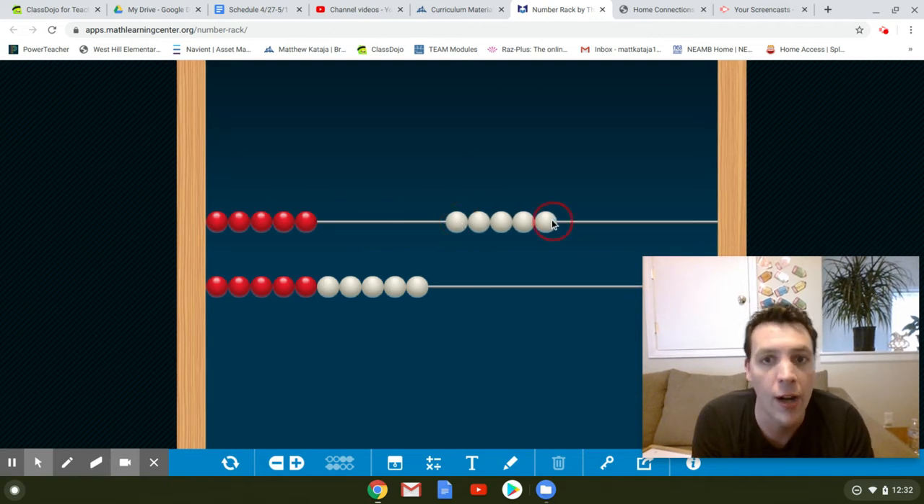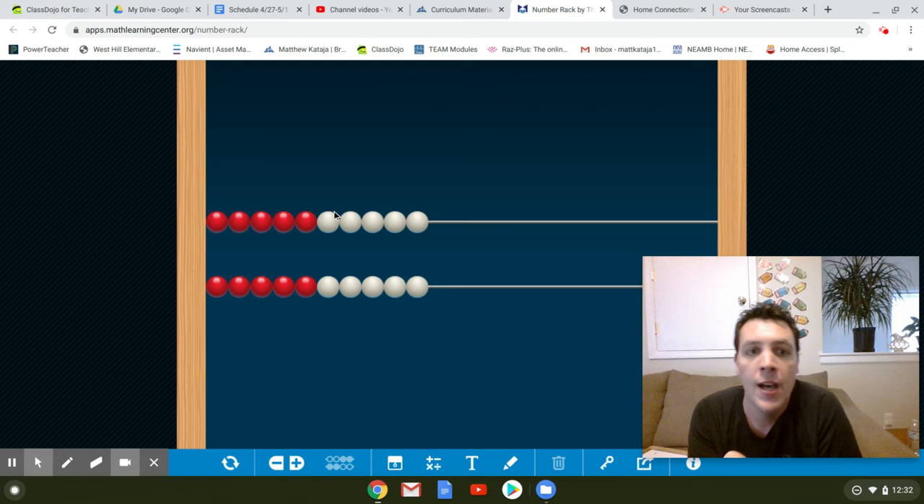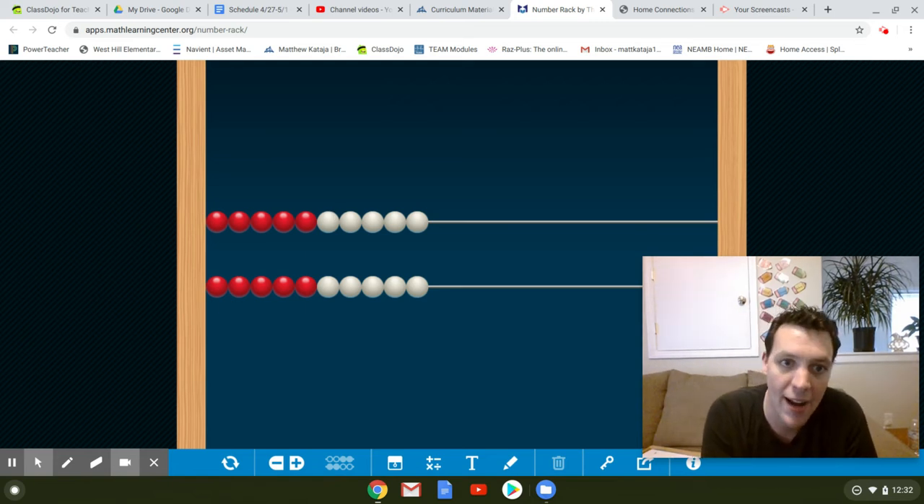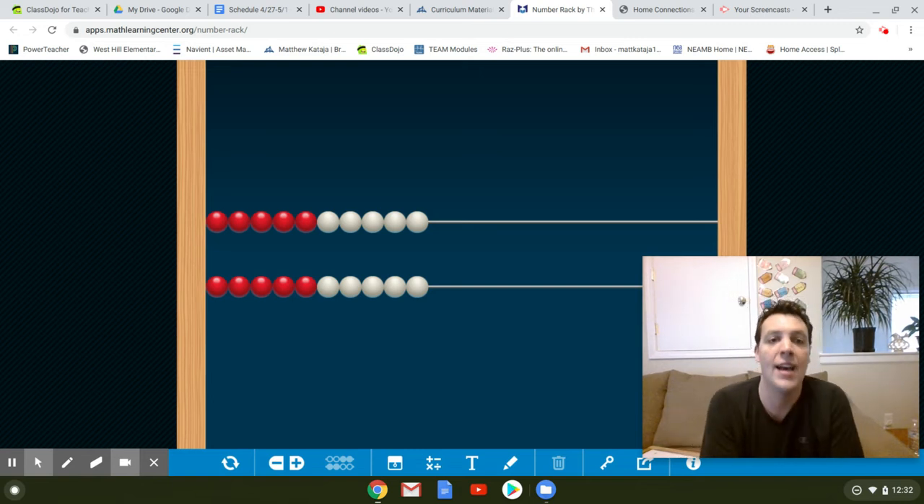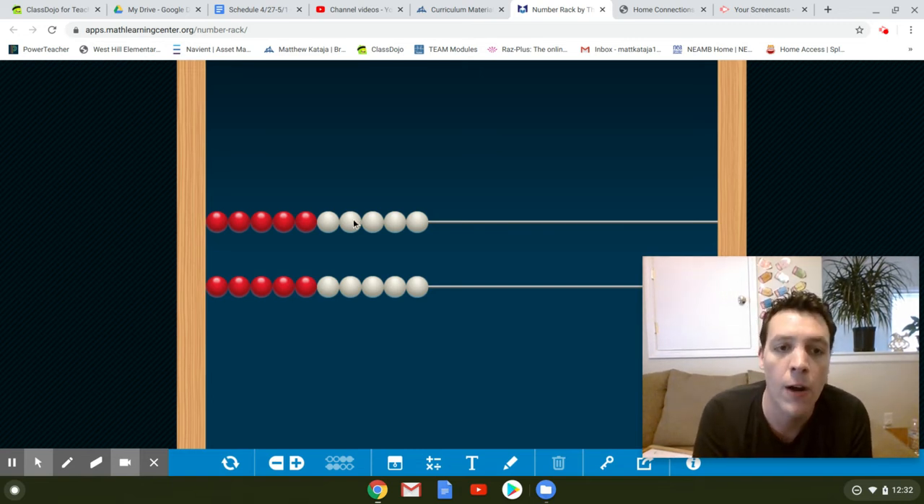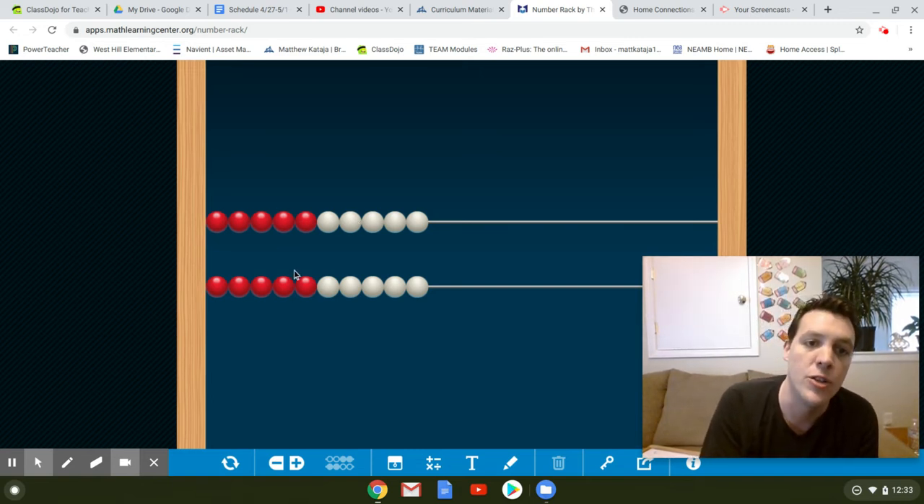And we know a couple things about our number rack. First off, how many balls are there total? There's 10 on top, 10 on the bottom. So there are 20 balls total on our number rack. And you'll notice that 5 are white, 5 are red on each row.